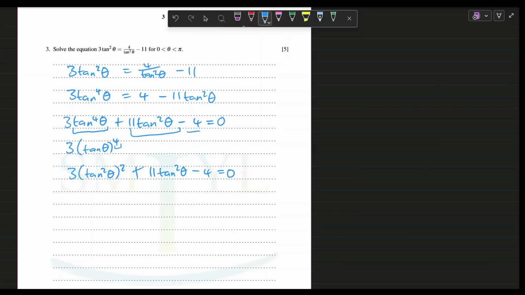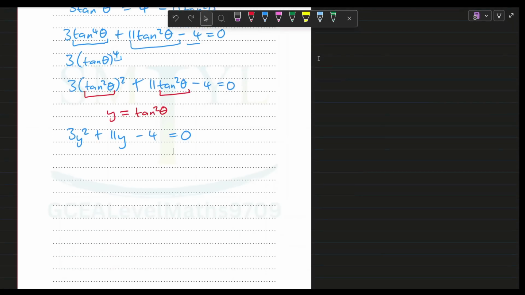Hopefully you can see that this is a hidden quadratic, so we can use a substitution: let y equal tan squared theta. Wherever there's a tan squared theta, you replace it with y, so it becomes 3y squared plus 11y minus 4 is equal to 0. And now hopefully you can clearly see that we've got a quadratic equation.